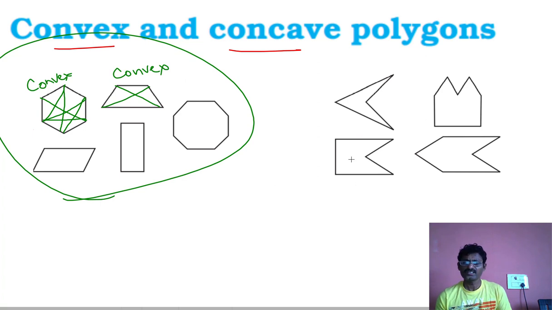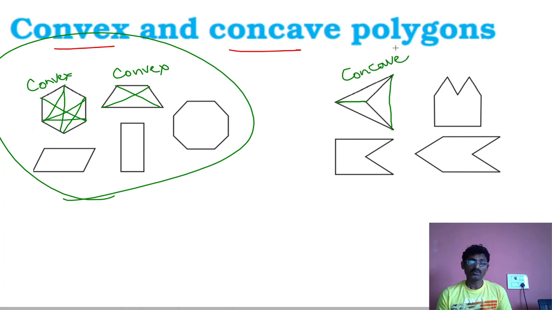Whereas in the second set you see, if you join these two, this is a diagonal which is in the interior part. Let us draw one more diagonal. If you draw like this, this is not inside. This is in the exterior of the polygon. So these types of polygons are said to be concave polygons.